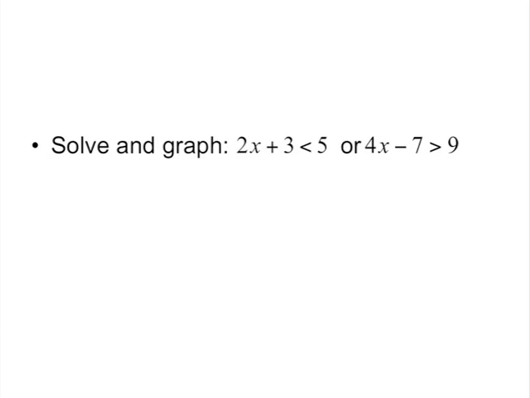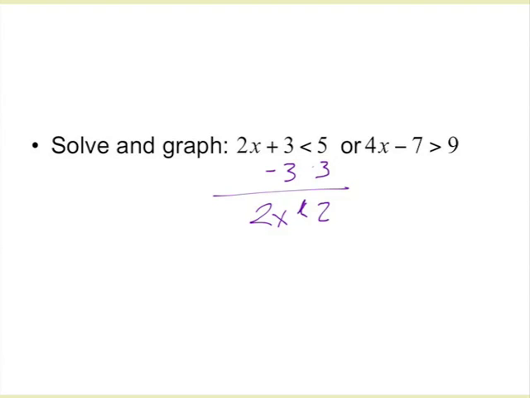An OR problem is going to look like 2 completely separate inequalities, but it's going to have the word OR between them. So we're going to solve them individually, but we're going to graph them together. So solving the first one, I'm going to subtract 3 from both sides. And then I'm going to divide by 2 on both sides. Since I'm dividing by positive 2, I don't have to worry about any flipping.